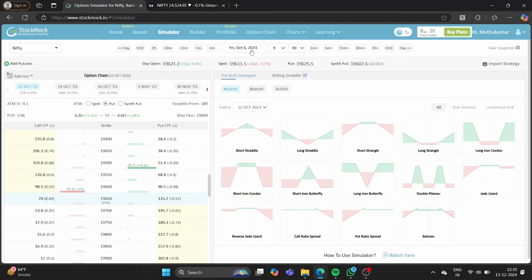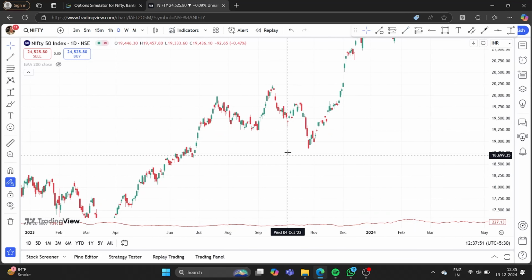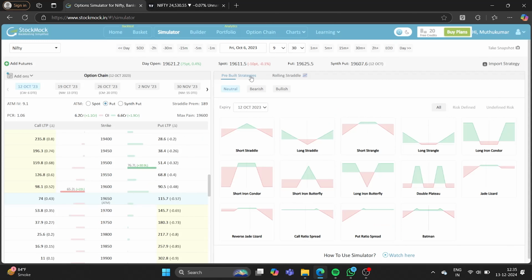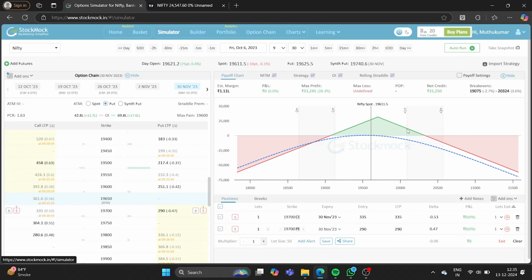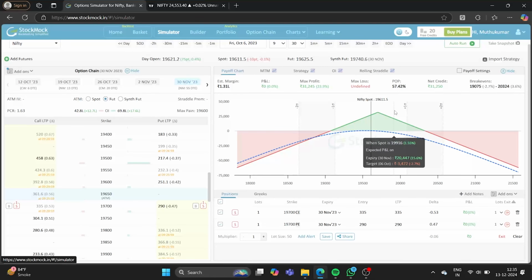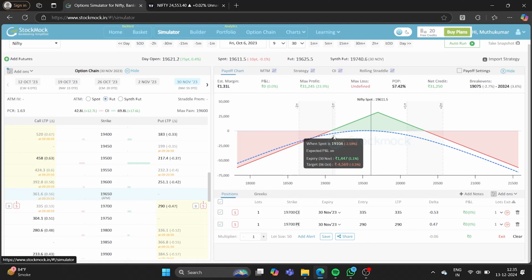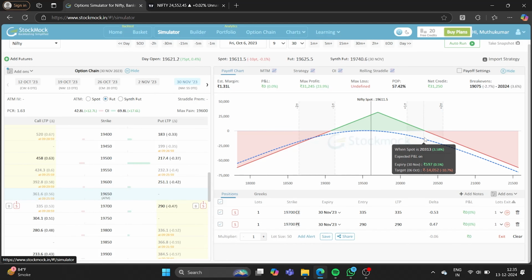Now I have taken 6th of October 2023, which is Nifty 6th of October 2023, this candle. Here I have selected 13th November as the expiry. I will go and select the ATM straddle. I have taken an ATM straddle here. Now I will make my adjustment if the market breaches one of my break evens.